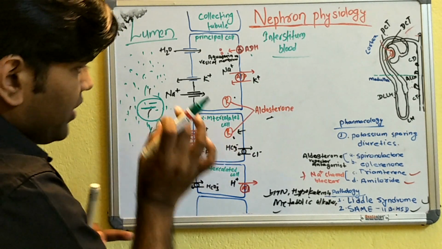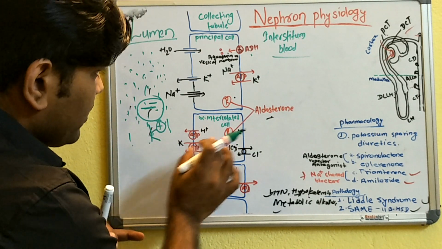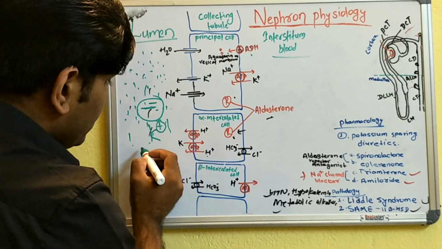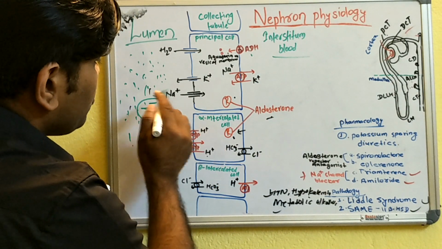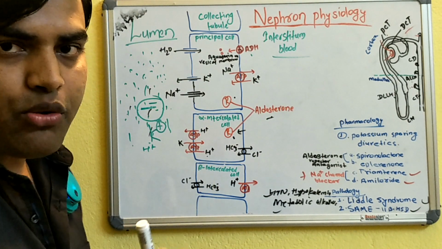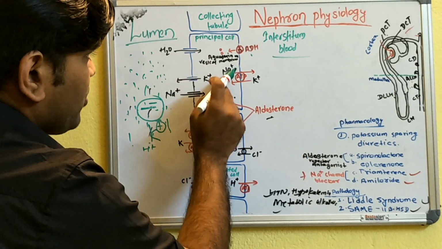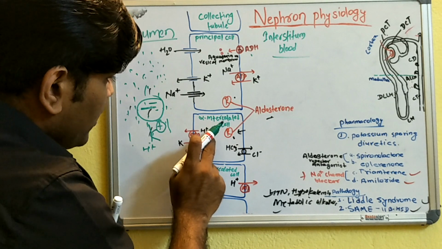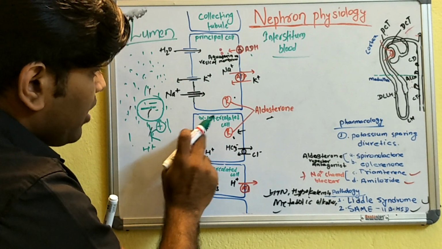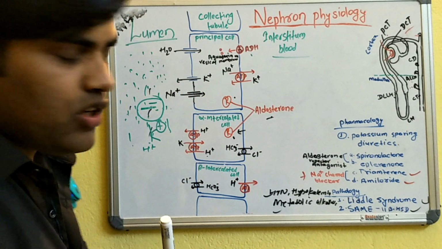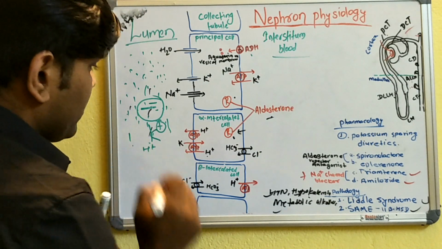When it comes to the alpha intercalated cell, what is aldosterone doing? Aldosterone is secreting the hydrogen. So to neutralize the luminal negativity, aldosterone is secreting potassium from the principal cell as well as hydrogen secretion. This is ATP dependent from the alpha intercalated cell. So potassium is there, hydrogen is there.